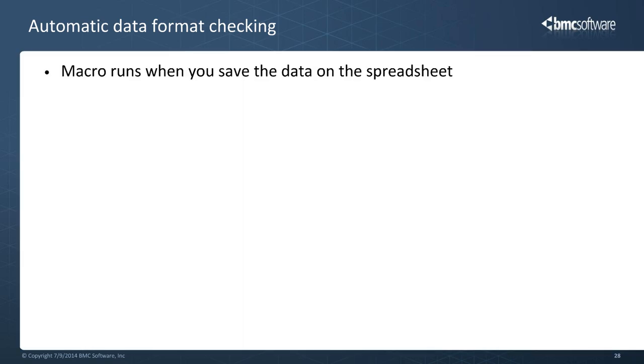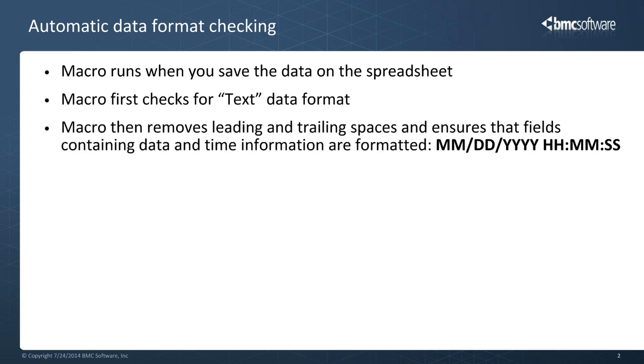The macro runs every time that you save the data on a spreadsheet. The macro starts by ensuring that all cells are formatted as text. The macro then prompts you to confirm that you want it to look for and remove any leading and trailing spaces, and to ensure that cells containing date and time information are formatted correctly.